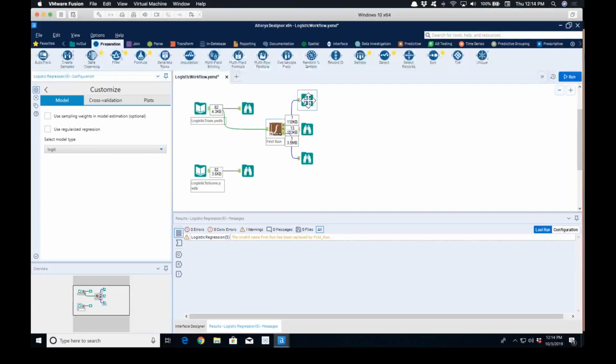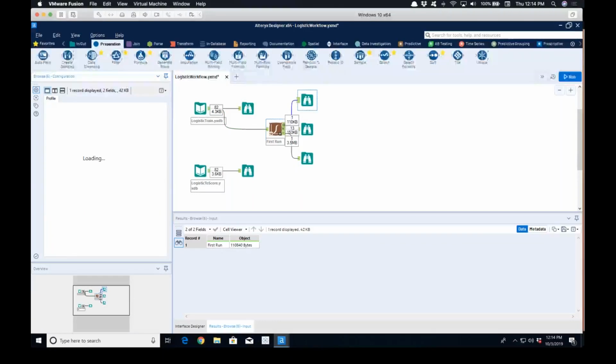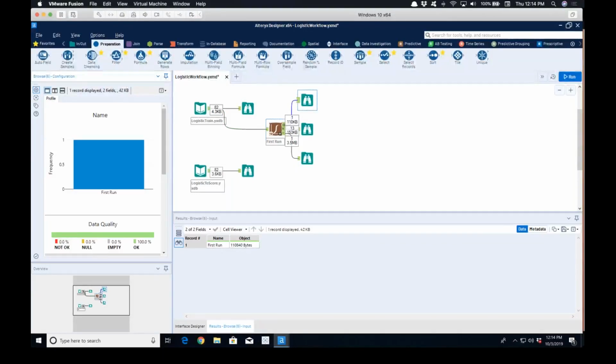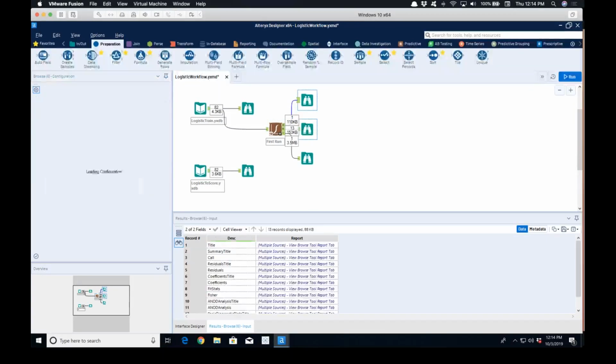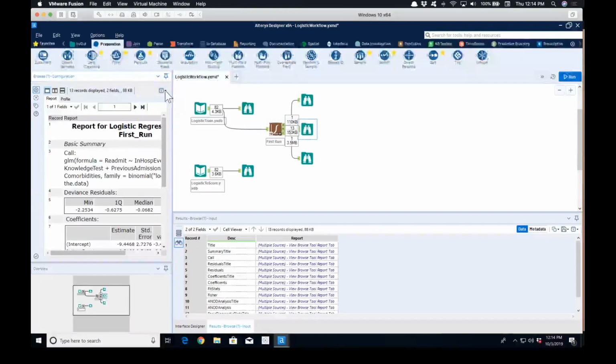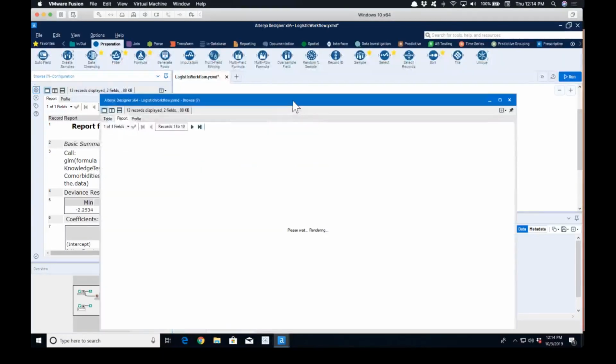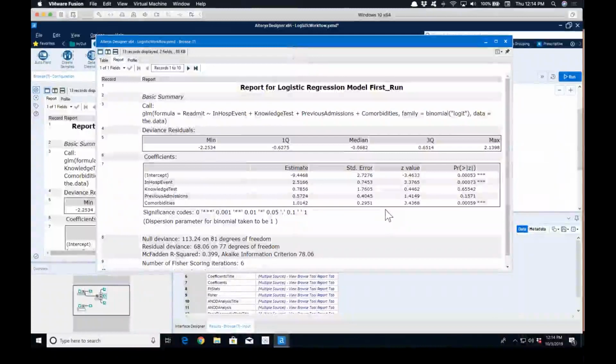So let's talk about the anchors that are coming out. This first one, this is the model that's actually coming out. That's what we're going to connect to if we want to score another data set. The second one is all the information from our model run. And for those of you that are really experts in R, this is the exact type of output you would see from R. We are modeling readmit as a product of someone's in-hospital event, knowledge test, previous admissions, and then comorbidities. Okay, that's what we're looking at there.